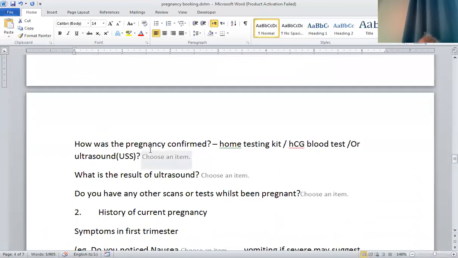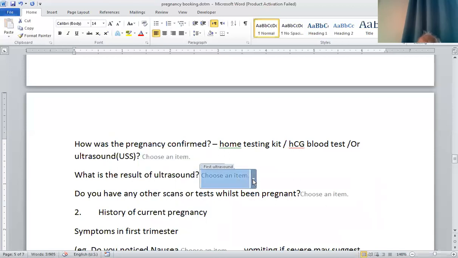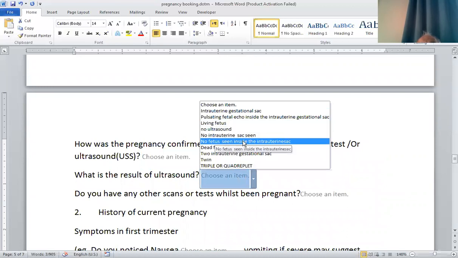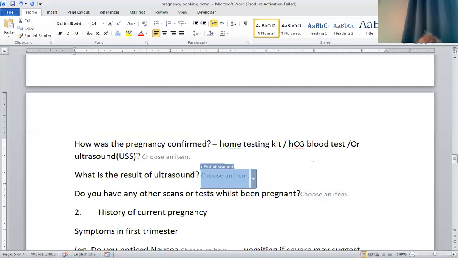And then I will ask her how she confirmed pregnancy: by pregnancy tests at home, or blood analysis for gonadotropin, or by ultrasound. And if she has an ultrasound, what is the result of the ultrasound? She has an intrauterine gestational sac or pulsating fetal echo or living fetus, or no intrauterine sac, or two intrauterine gestational sacs, twin, or three gestational sacs. And then we have to ask if she has any other scan before coming to us or not.